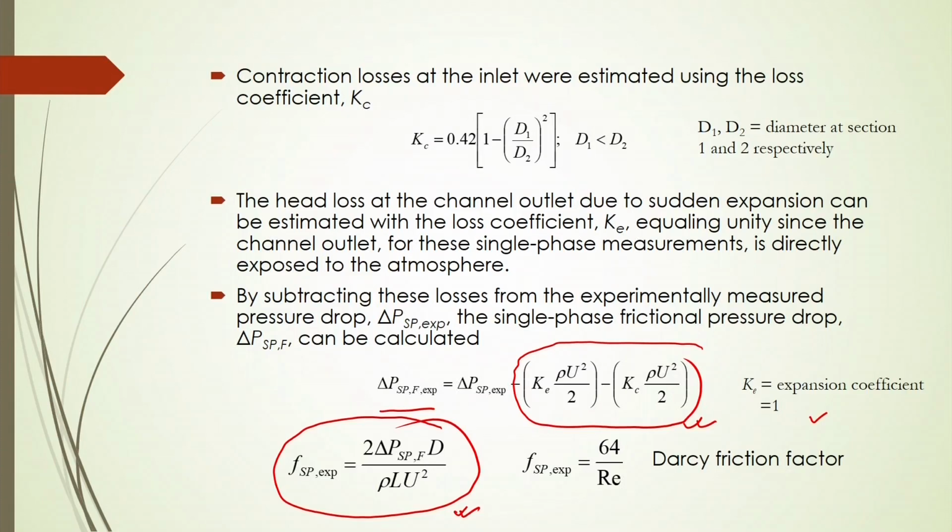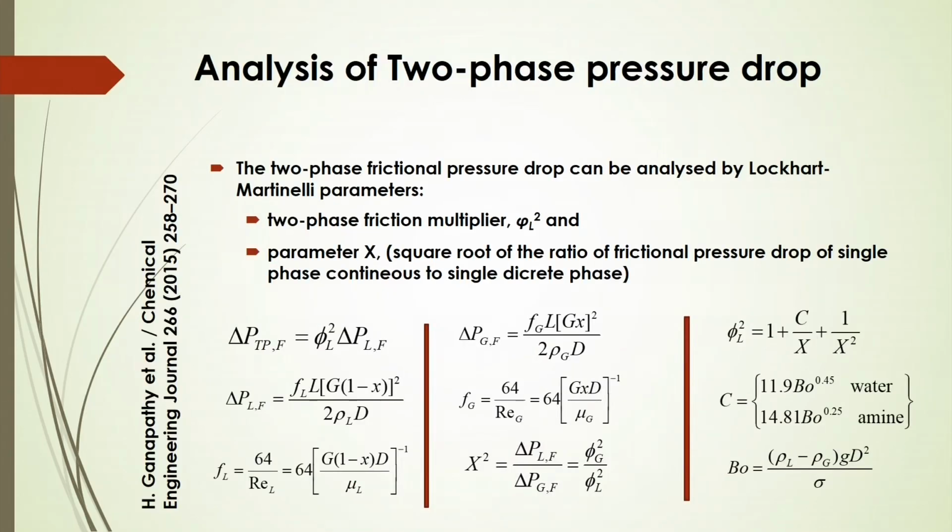This will be 2 into delta P SP F into D by rho L u square. So, this friction factor is the Darcy friction factor, and it depends on the Reynolds number, and it will be 64 by Reynolds number if your flow is laminar. And how to analyze the two phase frictional pressure drop?